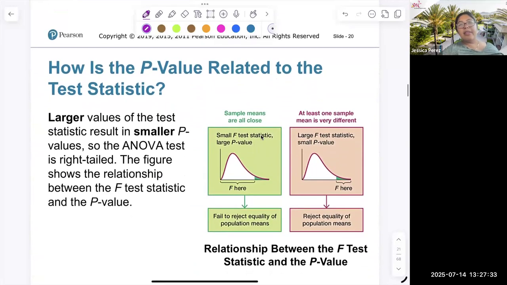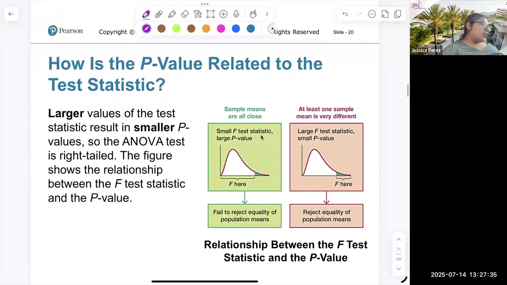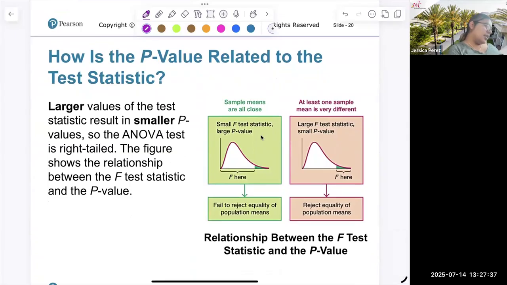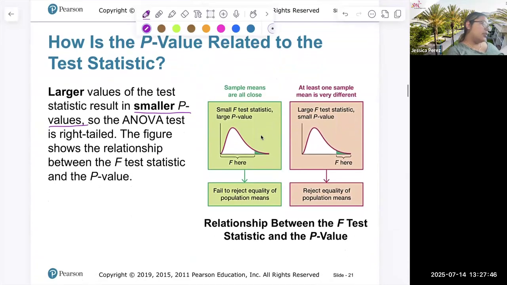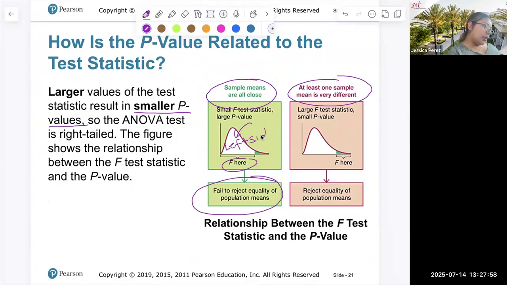So how is the p-value related to the test statistic? Larger values of a test statistic result in a smaller p-value. So if you have a large value of F, your p-value will be smaller. So look at the values here. If the sample means are all close, then we are going to fail to reject. That means that your F statistic is on the left side. If you have a large value, then you have a small p-value right here.